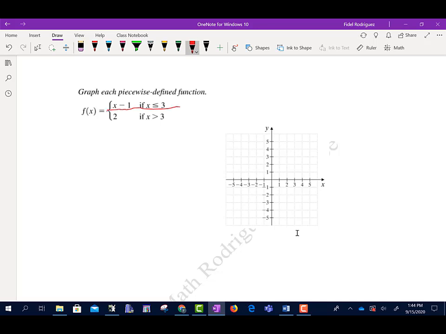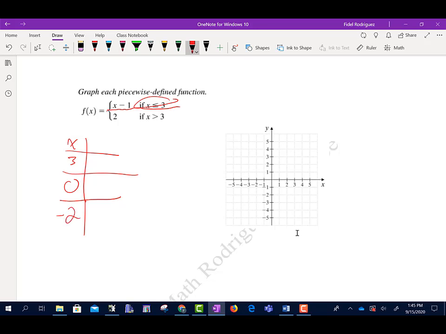It's going to be x minus 1 anytime x is smaller than or equal to 3, and then it'll be 2 anytime x is bigger than 3. So let's do this. We're going to just make a little table of values, right? And we're going to pick numbers that are smaller than or equal to 3. So let's take 3. Let's pick 0. And let's try something easy, -2.